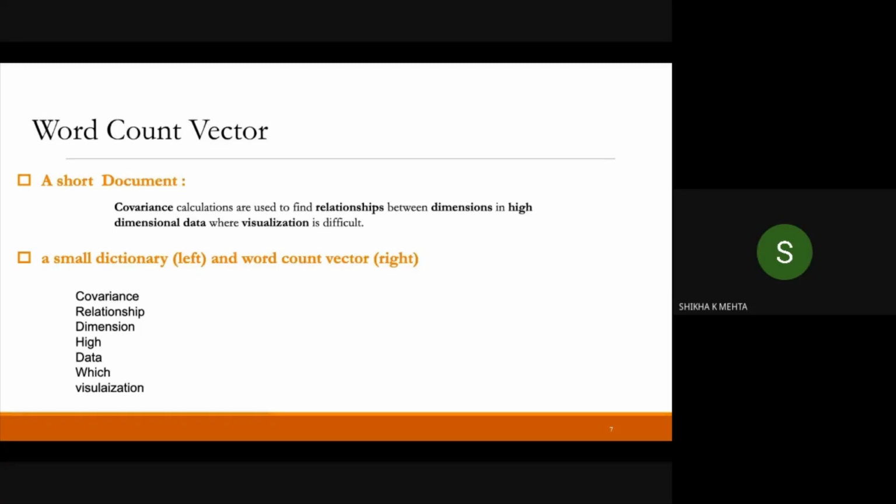Another simple example of a document, like the one I have just discussed. Here we have identified the covariance, relationships, dimensions, high dimensional data in bold. All these have been identified as the keywords. If we have more documents, in each document we can count and write in front of each word its count in that particular document. Again, the data is represented in the form of a matrix or vectors, depending upon the features or attributes that we have.